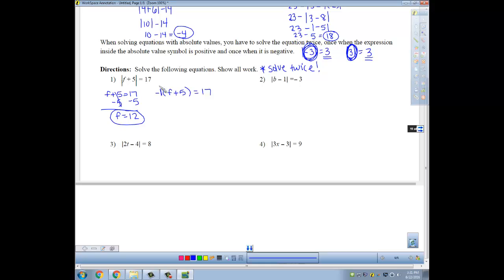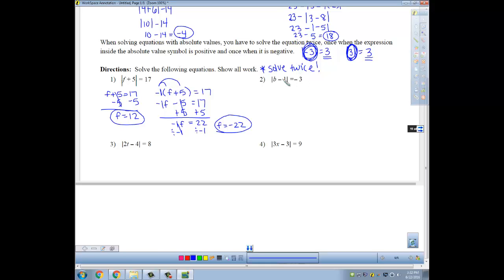This is like having a negative 1, so I'm going to distribute the negative 1 through to get negative 1F minus 5 equals 17. Add 5 to both sides to get negative 1F equals 22. Then divide both sides by negative 1 to get F equals negative 22. So this is my second answer. So I plug this in, negative 22 plus 5 is negative 17. Absolute value of negative 17 is 17. So it worked. So I'll always solve it twice. The first time, completely normal. The second time, just make the left side negative.